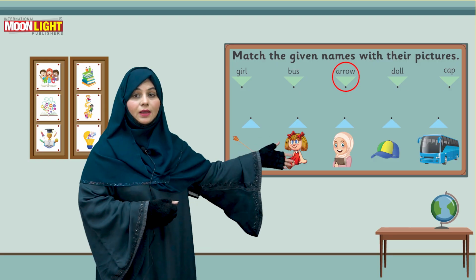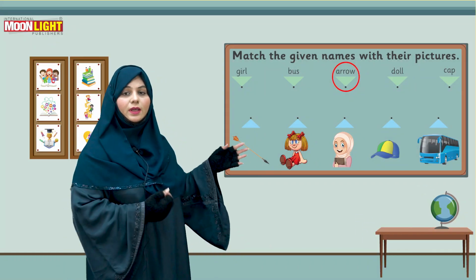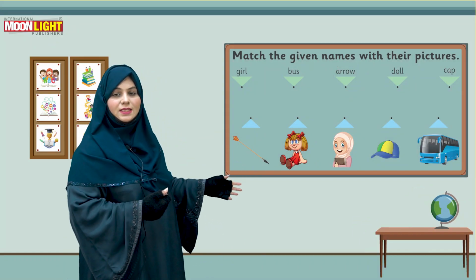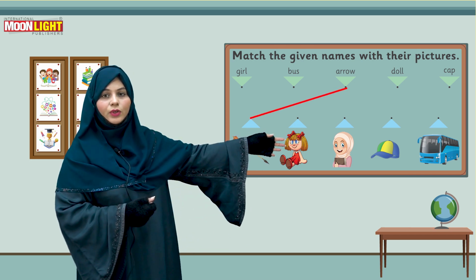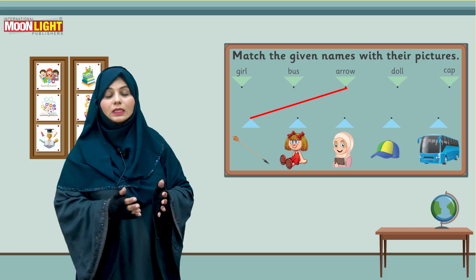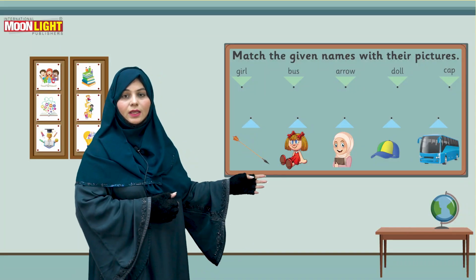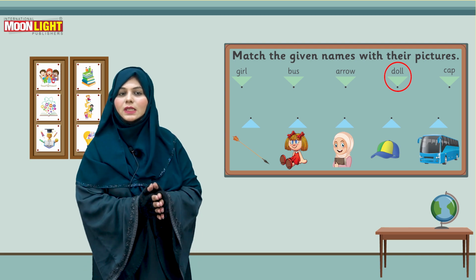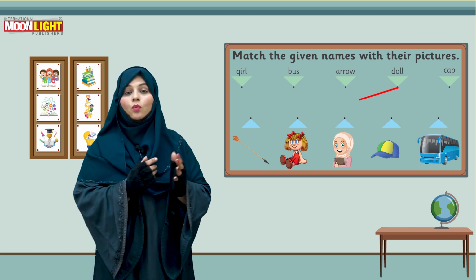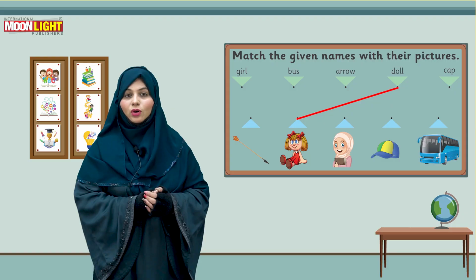Okay, the third word is A-R-R-O-W. It's arrow. Now look at the pictures. Where is arrow? Yes, at the first. So match arrow with the spelling of arrow. Yes, do it neatly. The next one is doll. You have to match the word doll with the picture of doll.